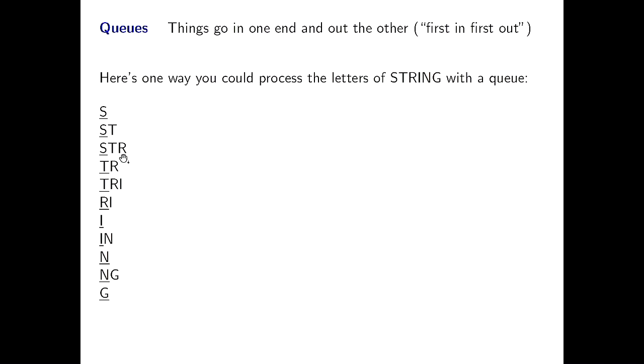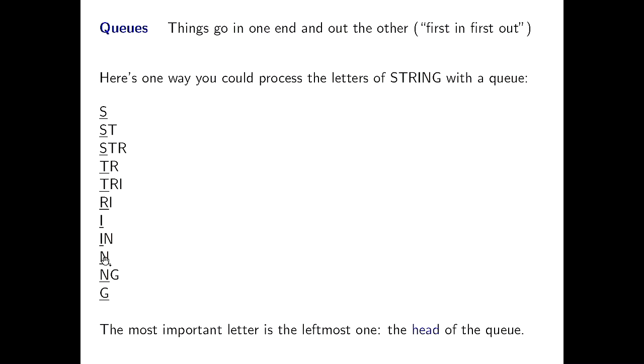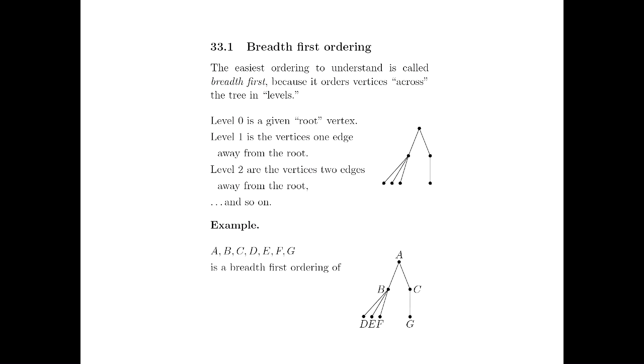So we're adding things on the right, we're dropping them out on the left, and the most important letter in our queue is the one that I am writing on the left here. Of course, it doesn't really matter how you represent these, but that is the head of the queue. Okay, so that's queues. Okay, so let's talk about breadth first ordering.